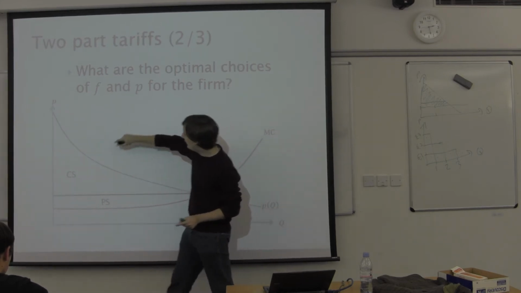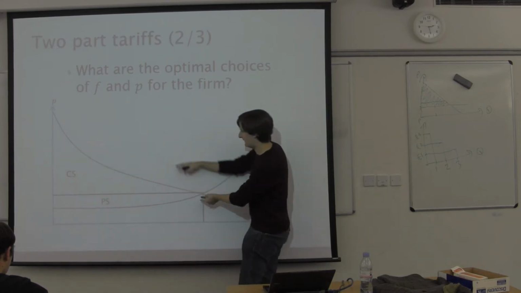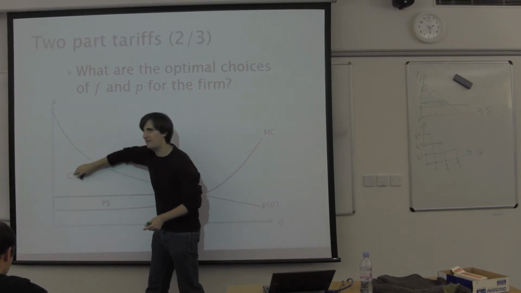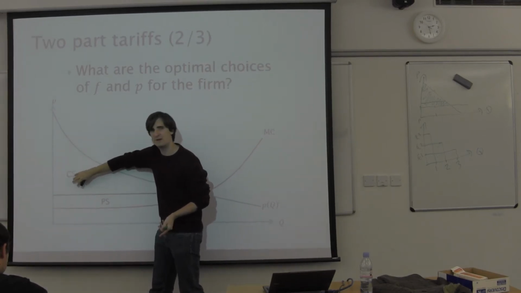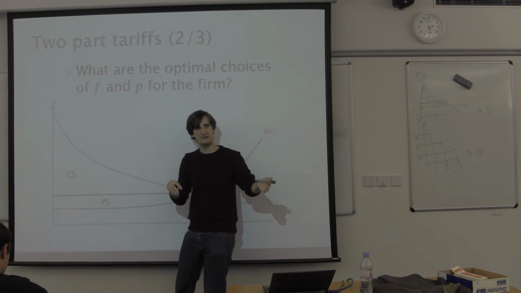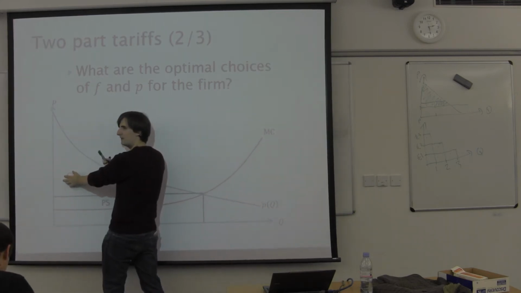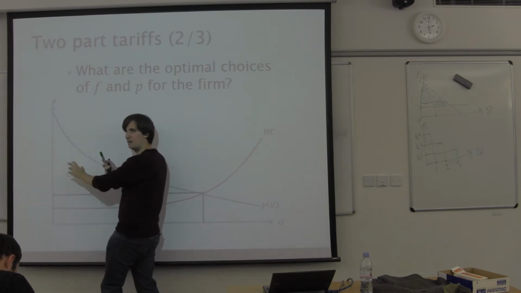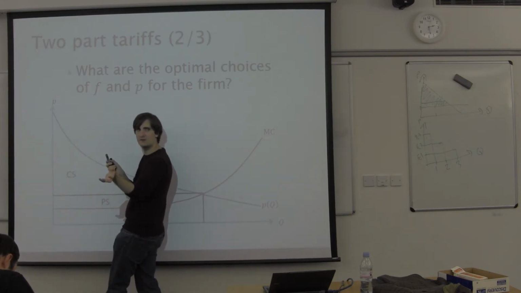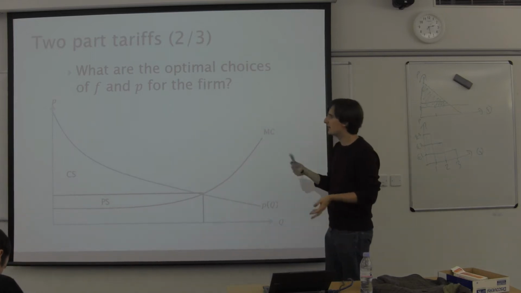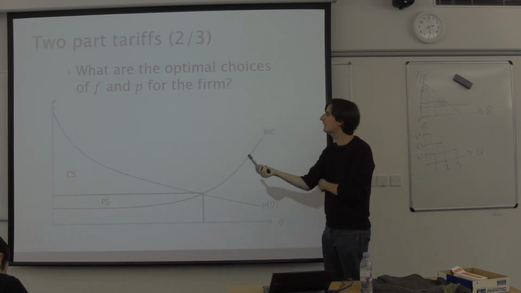This is the graph under perfect competition, where price is marginal cost. Under perfect competition, consumers would get this consumer surplus. What firms are going to do is set the price to the price under perfect competition, but set the fixed fee to this level of consumer surplus that consumers would have got had there been perfect competition. And then overall, consumers are going to be indifferent about buying or not buying.